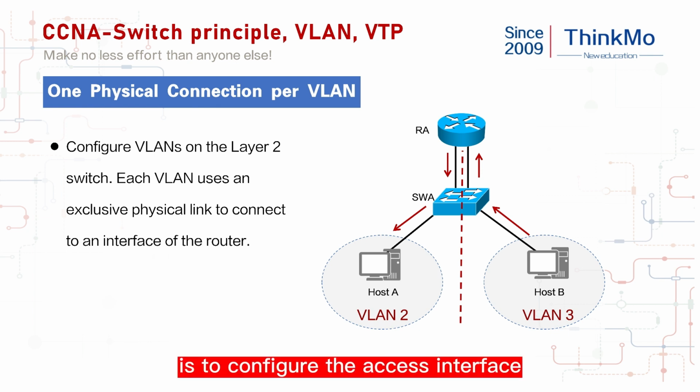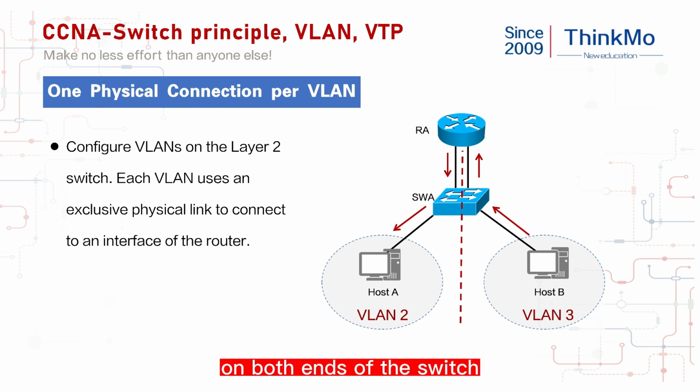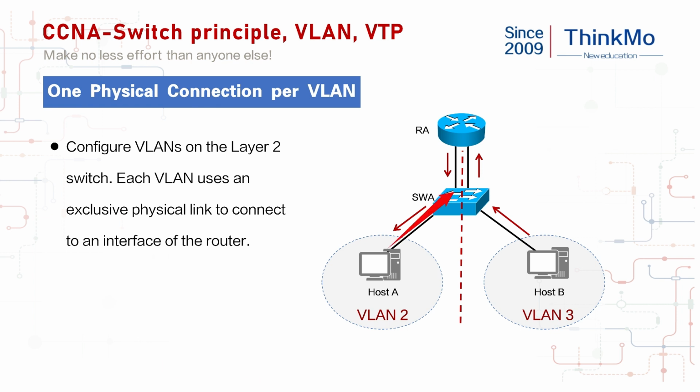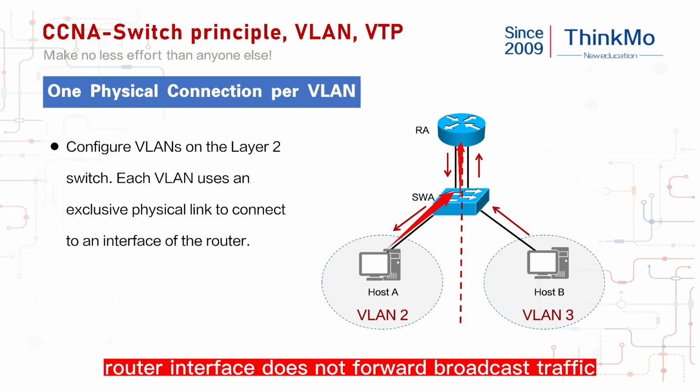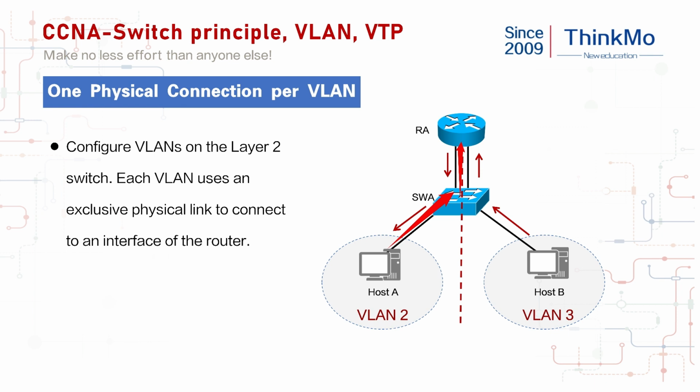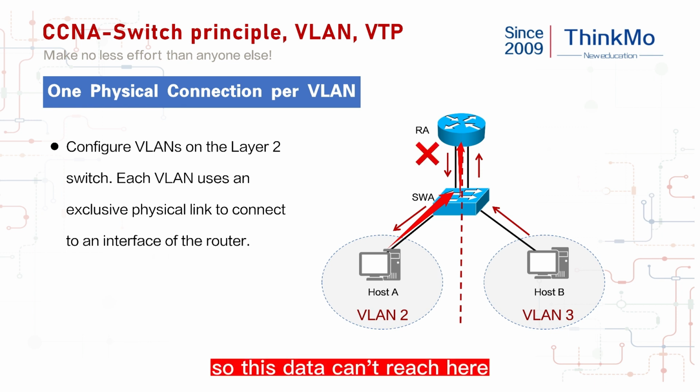One method is to configure the access interfaces on both ends of the switch, and both of them are VLAN 2, both of them are VLAN 3, as different VLANs. Under normal circumstances, if I send broadcast data, it comes in here first, can go out here, and gets to the router interface here. The router interface does not forward broadcast traffic, so the broadcast data will be isolated here. So this data can't reach here.